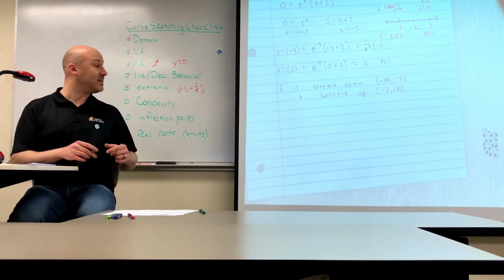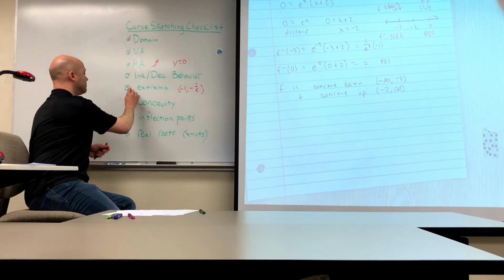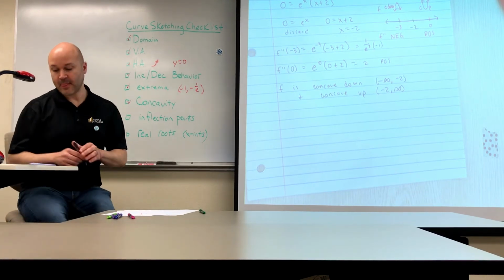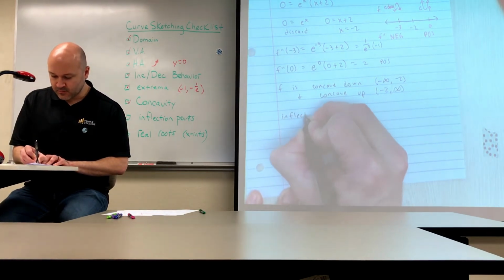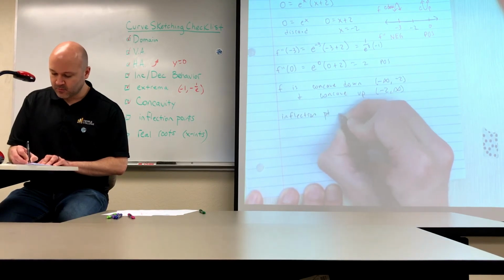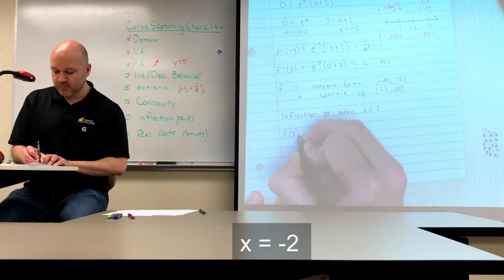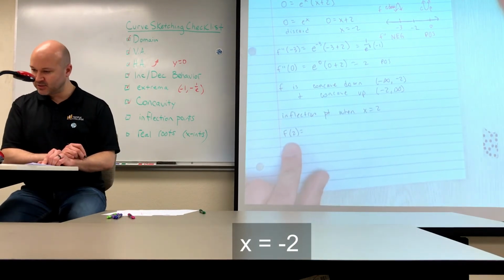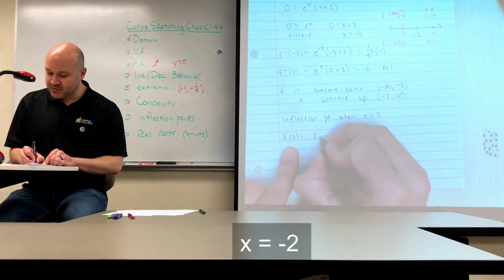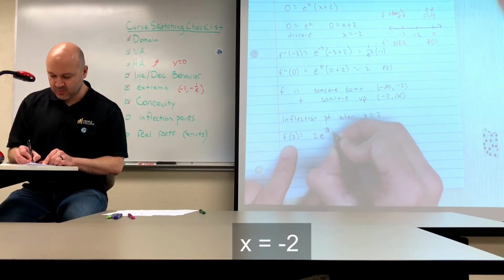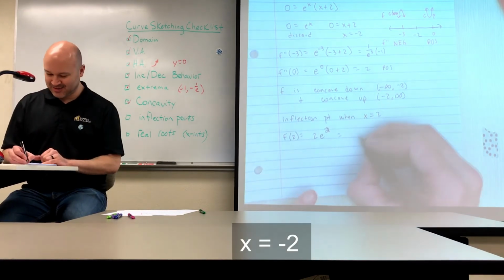To find that inflection point, I'm going to plug -2 back into the original function. Evaluating my original function at 2. My original function is that, 2 times e to the 2. So, 2 times e squared.